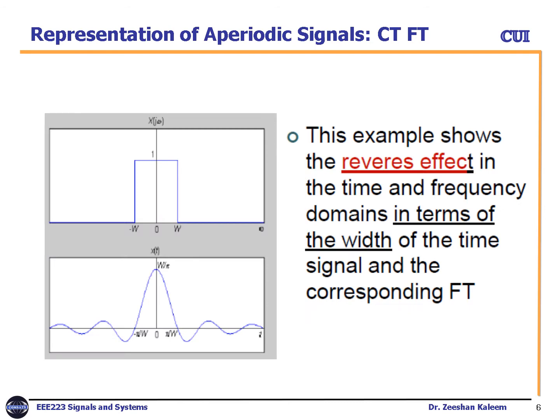So this example shows the reverse effect in the time and frequency domains in terms of the width of the time signal and the corresponding Fourier transform. So here you have X of j omega, which I already plotted. This is your Fourier domain signal or the frequency domain signal because omega is the axis here. And if you take the inverse, you will get this type of a function. This is sine wt over pi t. So this will continue for an infinite amount of time, and here the axis is time instead of frequency.